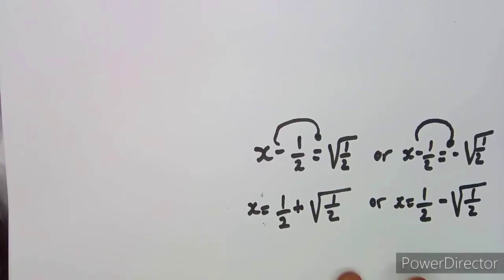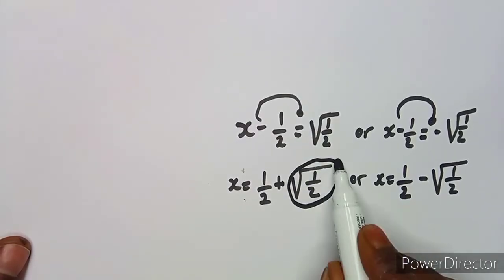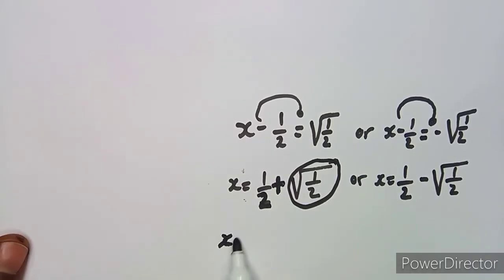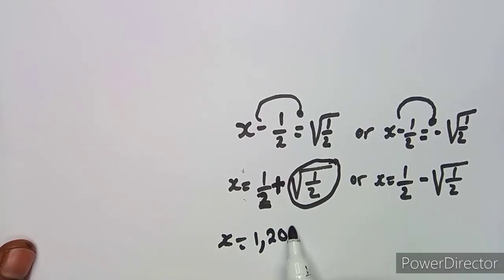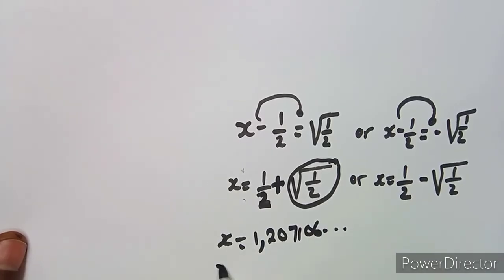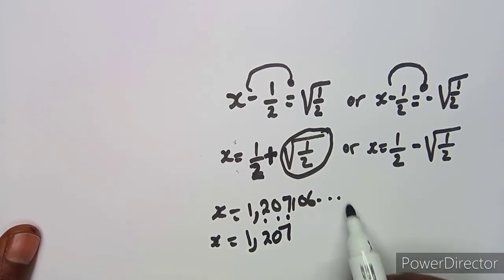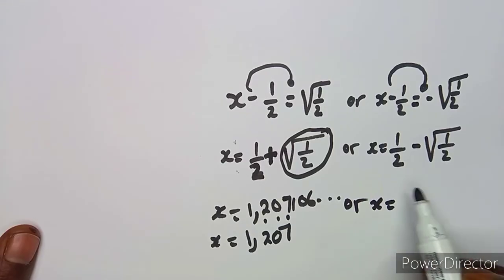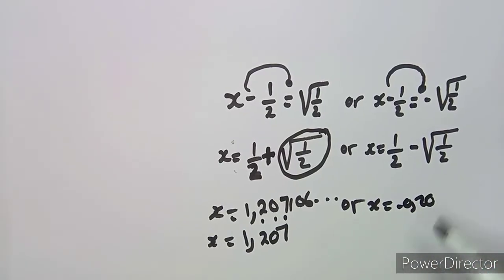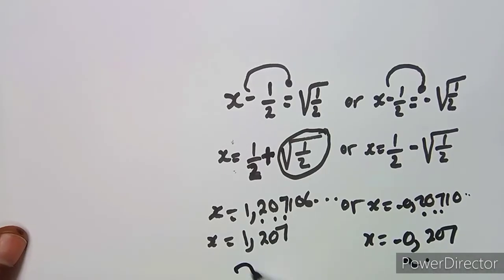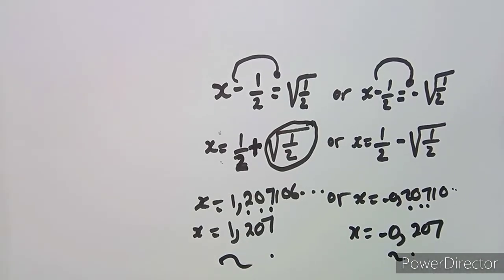Take note, guys, this is one term, this one, so make sure that when you use your calculator you use it properly. It's not part of this half. Once you use a calculator, this is going to give you 1,207106, something like that, which you can round to 3 decimal places, which is 1.207, or here x is going to be negative 0.207 something like that, which to 3 decimal places is going to be negative 0.207. All right, so this is what we are going to have for the values of x.